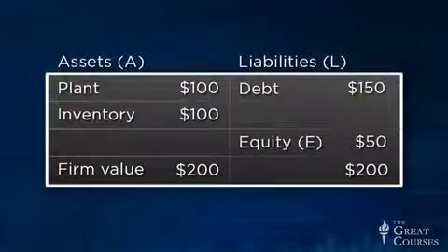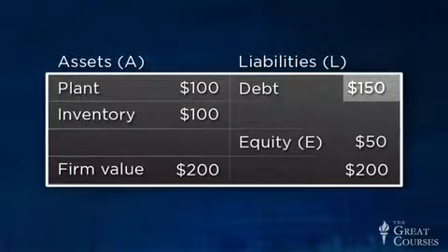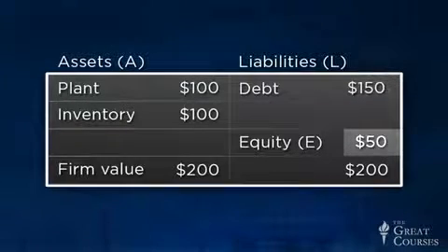The market value of the debt is still 150 million and the market value of the equity is still 50 million. No value was added, and that's because the market was efficient. No one made an excessive return.